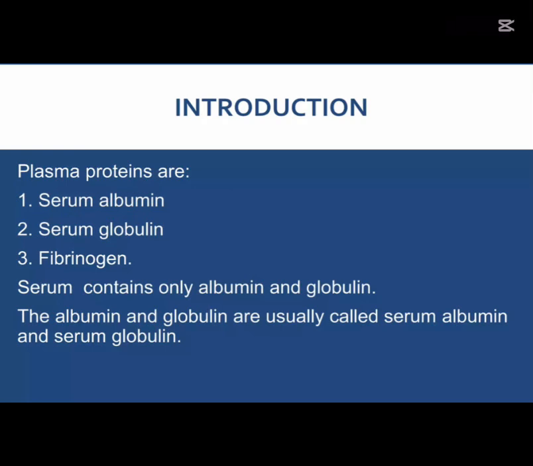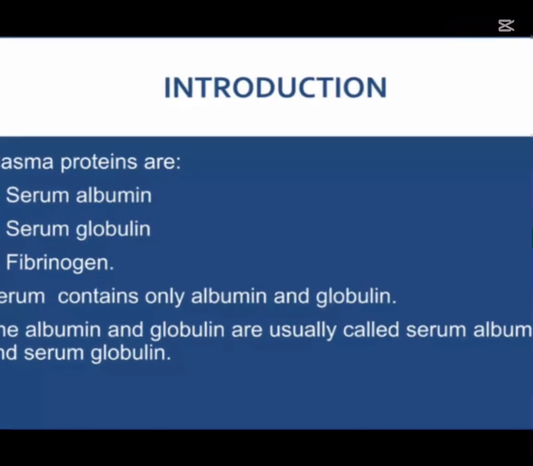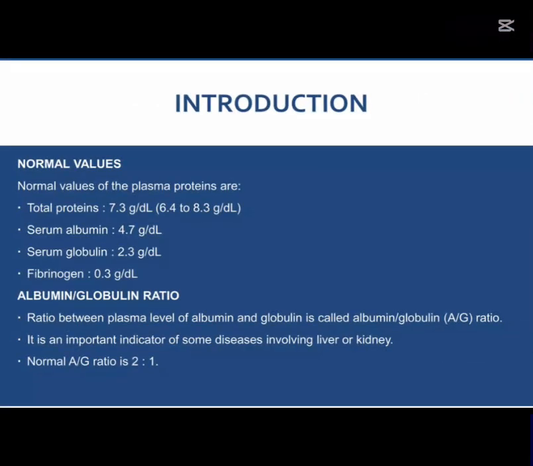Now, why is it called serum? Because it is plasma minus fibrinogen. So moving forward, since we have understood that there are only two serum proteins, we now have the normal values. So what are the normal values? The total plasma proteins in the body is about 7.3 gram per dl, but it could be in a range of 6.4 to about 8.3 gram per dl. So just know that is normal, and plasma protein is very important physiologically in the body.